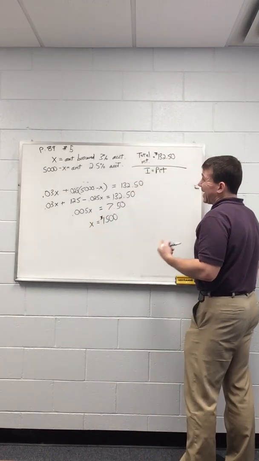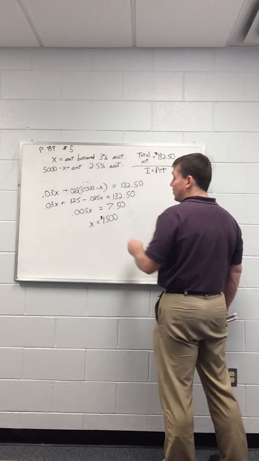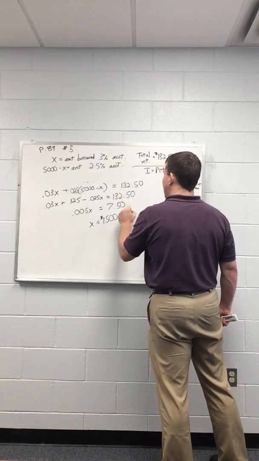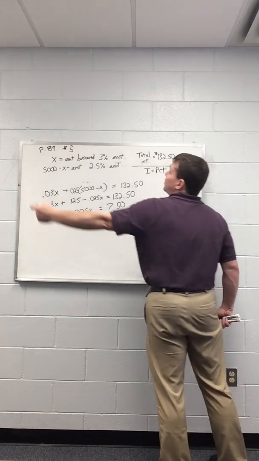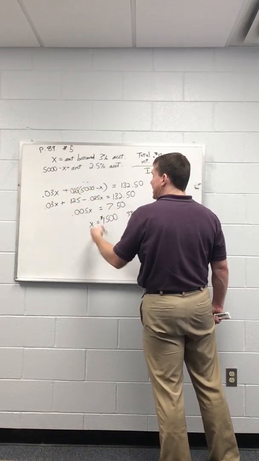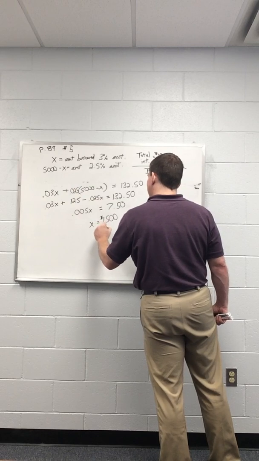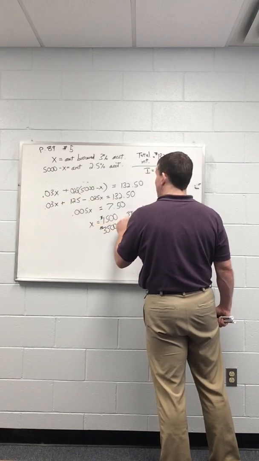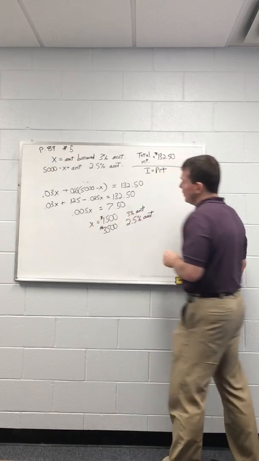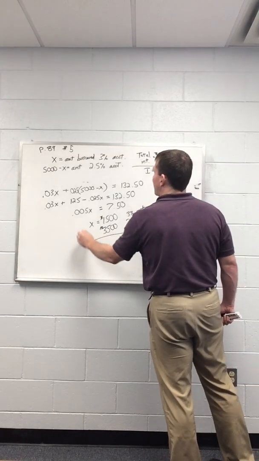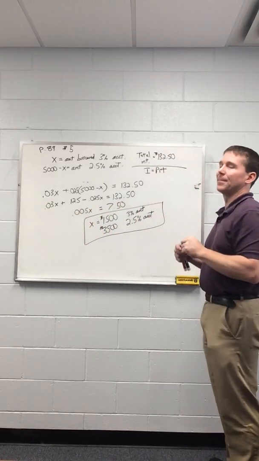If we did it right, that should be the amount borrowed from the first account, which I guess is the 3% account. I need to find the amount from the second account, but that's 5,000 minus X. 5,000 minus 1,500 is 3,500. So it's 3,500 from the 2.5% account. And there we go. There are the two quantities that I'm looking for.